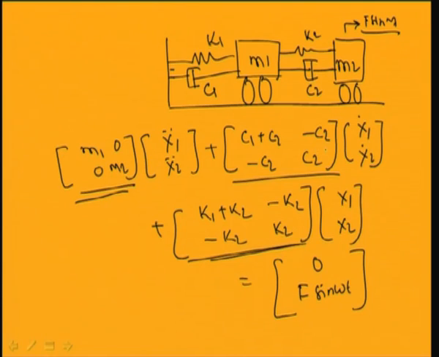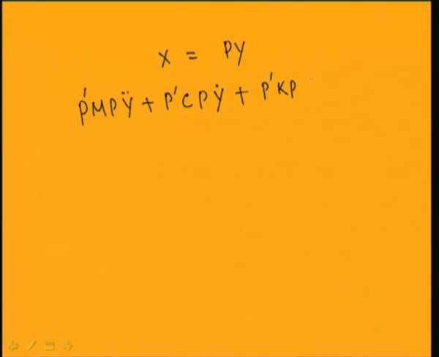You cannot find the uncoupled equation directly, but in this case you can find an uncoupled equation by using the modal matrix. Let us use the modal matrix, X equal to P y. If you substitute that in the expression, the equation will reduce to P transpose M P y double dot plus P transpose C P y dot plus P transpose K P y equal to P transpose F.